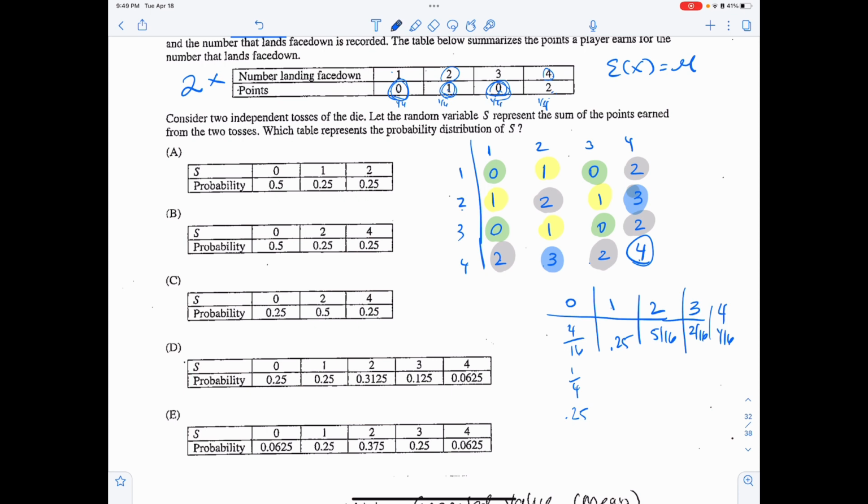So when you go ahead and do the math, you can see that D is the only one that works: 0.25, 0.25, 5 out of 16 is 0.3125, 2 out of 16 is 1/8, or 0.125, and 1 out of 16 is 0.0625. So that's how you would do that problem.